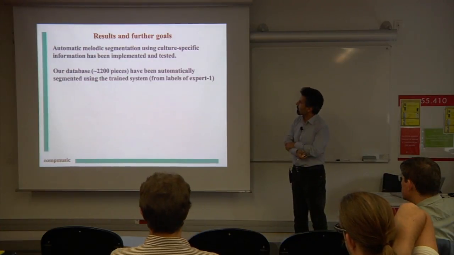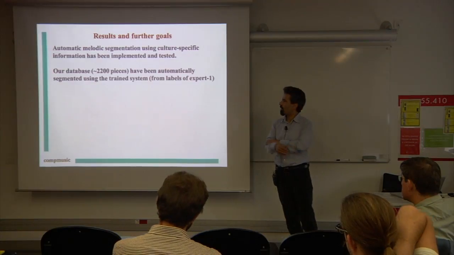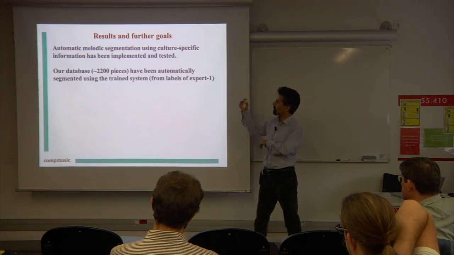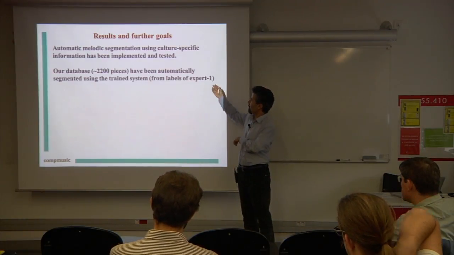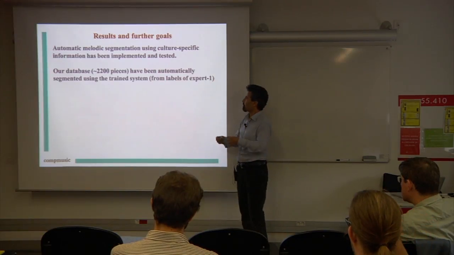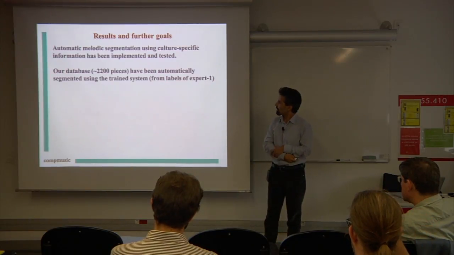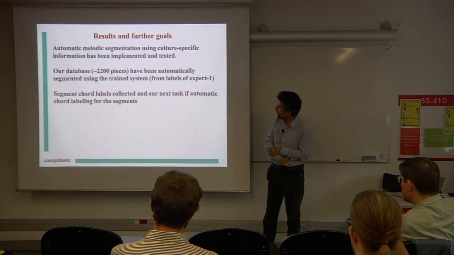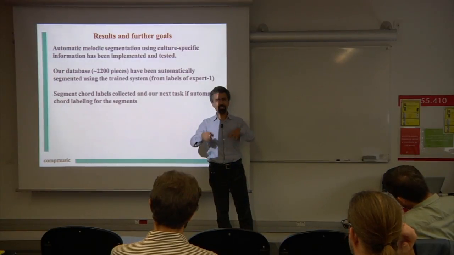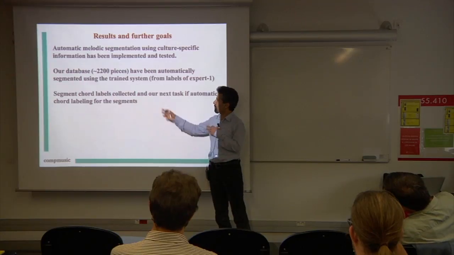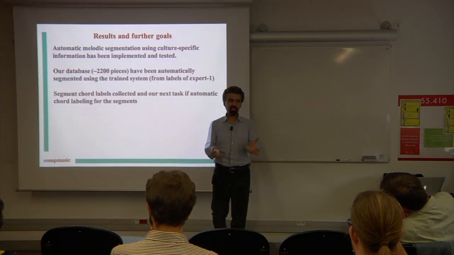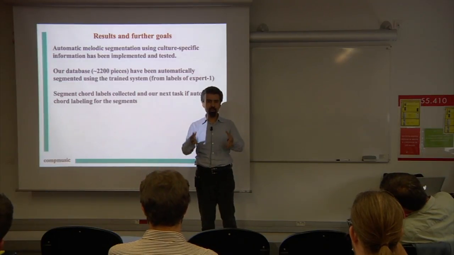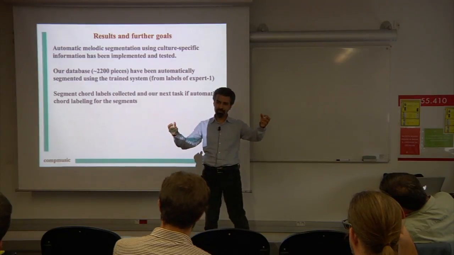So we now have the automatic segmentation algorithm. We have segmented the rest of the database we have by using expert one's data. We learned from expert one. And the next task is to put chord labels, also emphasis notes, and try to figure out if a corpus-based analysis may reveal information about makams, the melodic contours.